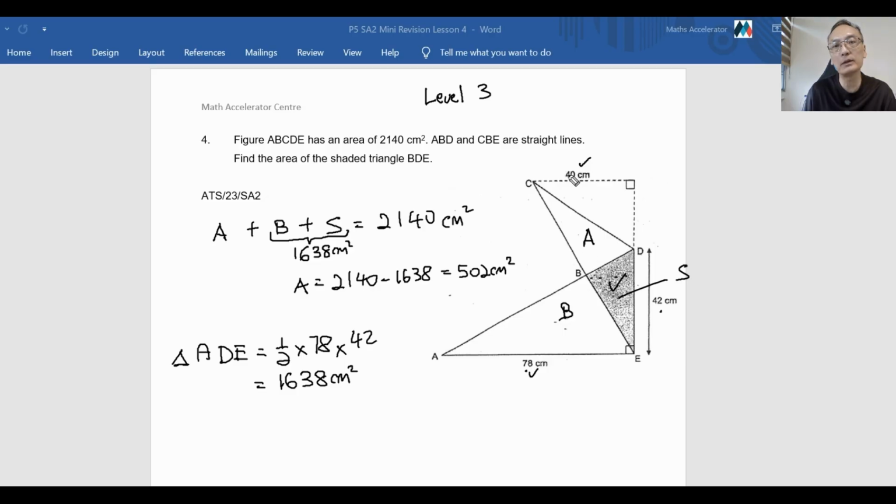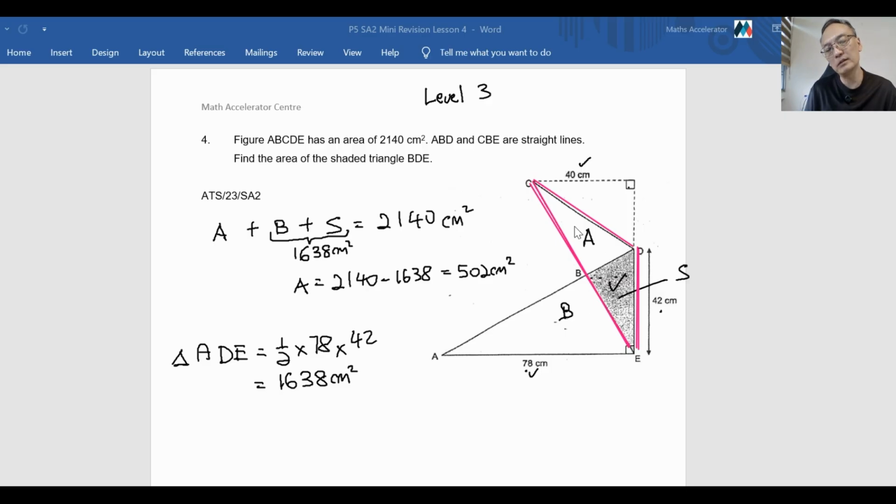Okay, next, we have a 40 cm, we have a right angle here, we have a 42. If we look closely, we can see that we can make use of 40 and 42 to find another triangle. This triangle is CDE. Okay, let me show you where is CDE. This is CDE. Right, CDE. So this is this triangle.